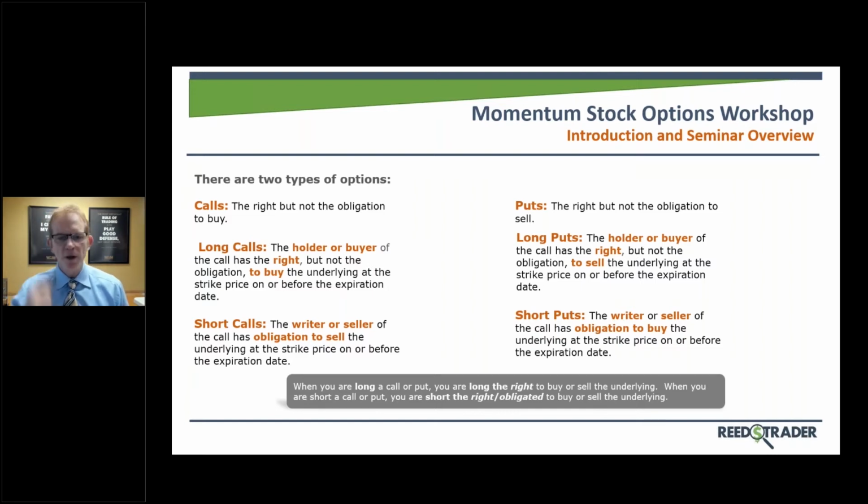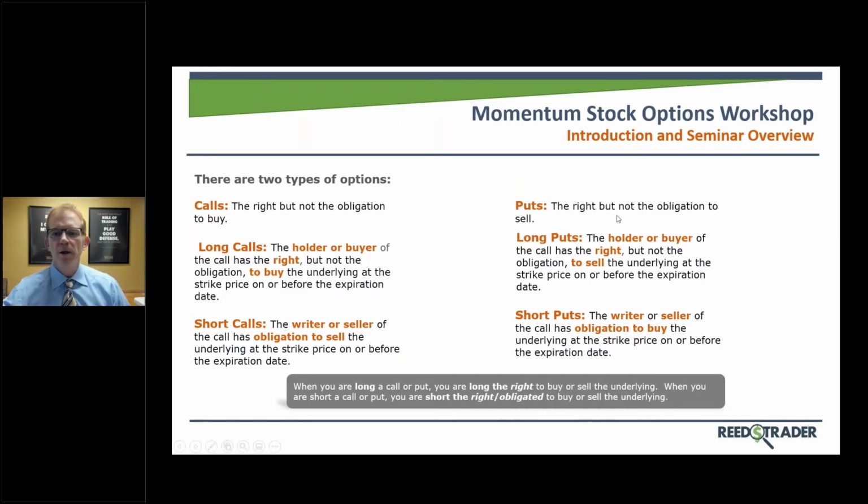All right. So now let's talk further about calls and puts. A call is the right but not the obligation to buy. We said this. So the holder or buyer of the call has the right but not the obligation to buy the underlying at the strike price on or before the expiration date. They're going to pay a premium to have that right. The seller of the call has the obligation to sell the underlying at the strike price on or before the expiration date. So they accepted a premium in return for the obligation, just like the insurance example.